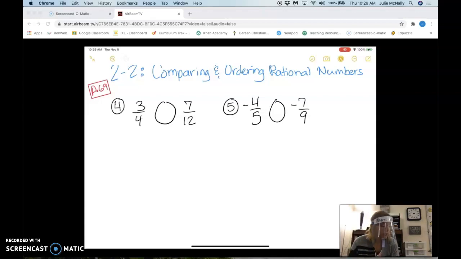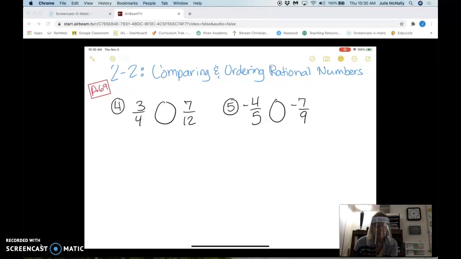So for numbers 4 and 5, it says replace each circle with a greater than, less than, or equal to sign. So I have to tell which fraction is bigger, which one is smaller, or are they equal to each other? So the easiest way to do this is, who can guess? What should we do to figure out which fraction's bigger or smaller? We did it on the last 3 problems. Use your calculator and divide.